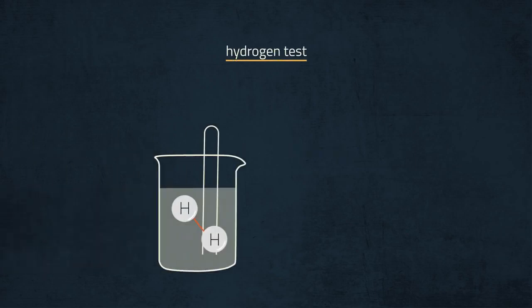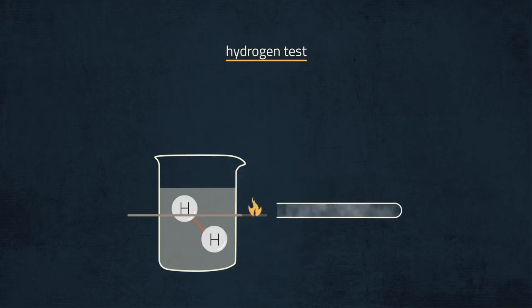You can test for hydrogen by exposing it to a flame. It ignites with a squeaky pop, and you can see condensation in the tube as water is formed.